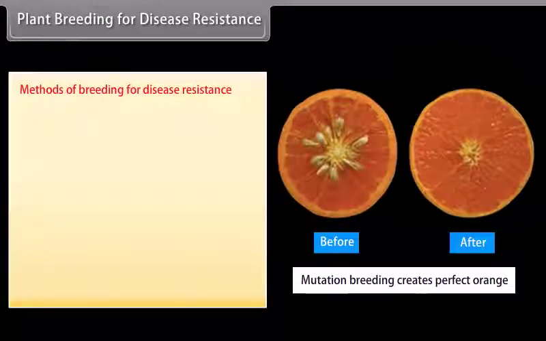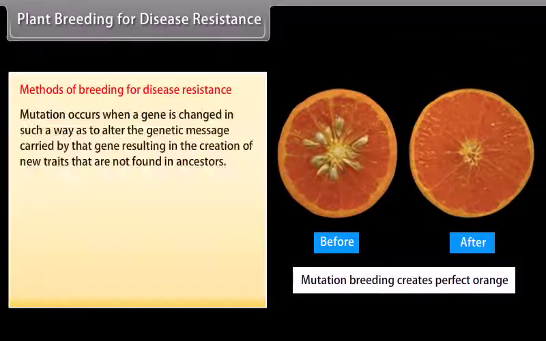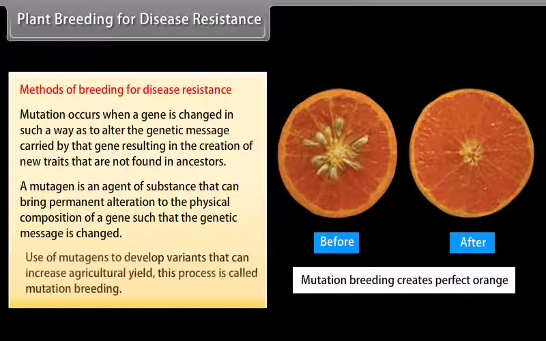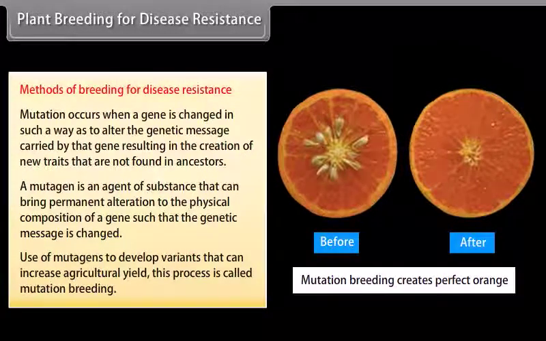Methods of breeding for disease resistance. Mutation occurs when a gene is changed in such a way as to alter the genetic message carried by that gene, resulting in the creation of a new trait that is not found in the ancestors. A mutagen is an agent or substance that can bring permanent alteration to the physical composition of a gene, such that the genetic message is changed. Use of mutagens to develop variants that can increase agricultural yield is called mutation breeding.